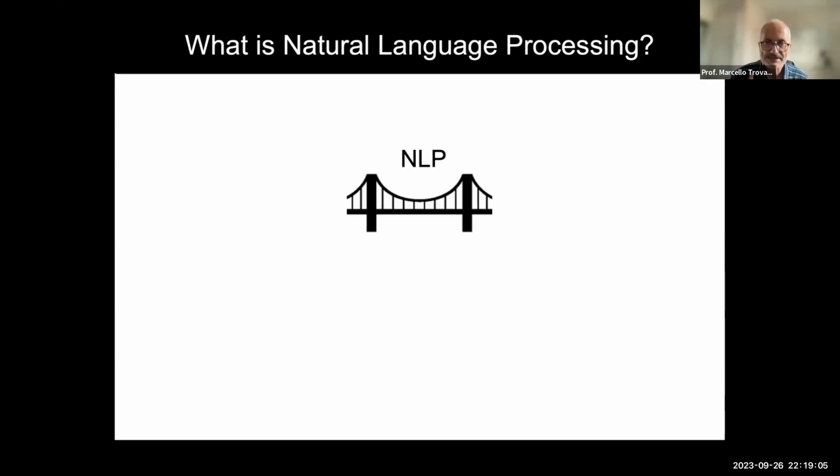But let's look at text in particular. To understand GenAI, we need to look at the complexity of language. So we have NLP, which stands for natural language processing.